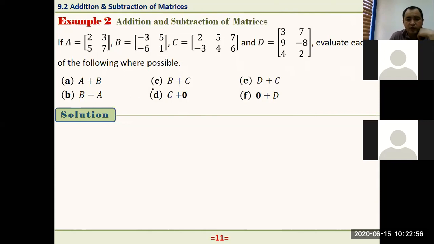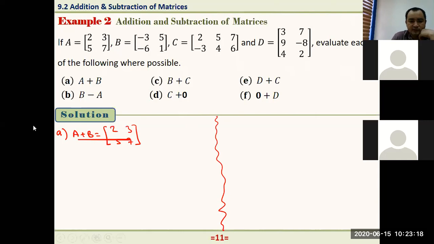Let's continue. So we are going to practice some addition and subtraction of matrices here. And question a, maybe I should draw a line here. All right, question a, A plus B. A plus B equals, what is A? 2, 3, 5, 7. Still, I don't understand why I drew this kind of line. Plus B, what is B? Negative 3 and 5, negative 6, 1.